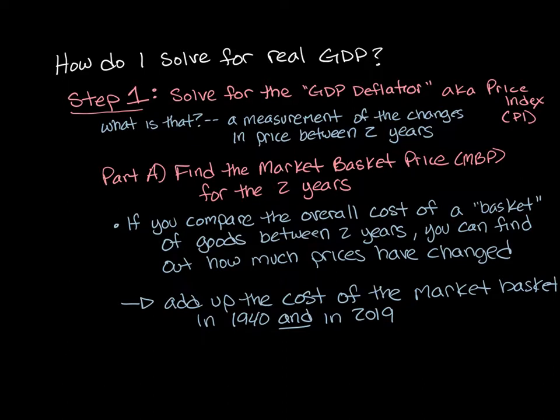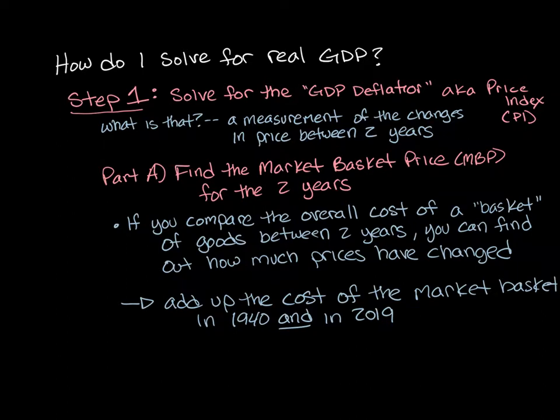Then I'm going to go back to the other year that I'm looking to solve for. In our example from earlier, we'll say 1940, but it doesn't matter what other year it is. I'm going to check out the exact same basket of goods and services, but based on what the prices were, in this case, back in 1940, and I'm going to get a different market basket price number. Essentially, we're comparing what things cost in 1940 to what those same products cost in 2019, and that's going to give us an idea of how much the prices of consumer goods have changed between the two years we're solving for.